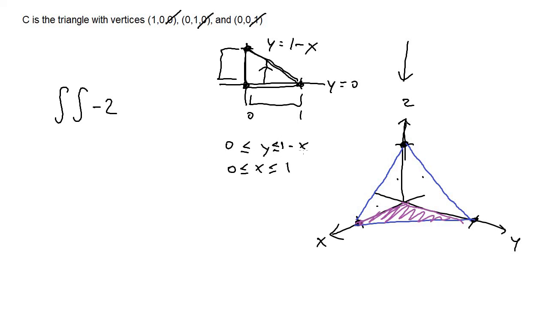Since the y bounds have the variables in them, I'm going to put that in the inner integral. So from 0 to 1 minus x, we'll put dy on the inside and then dx on the outside, and the x bounds go from 0 to 1. So now we can go ahead and actually evaluate this integral.